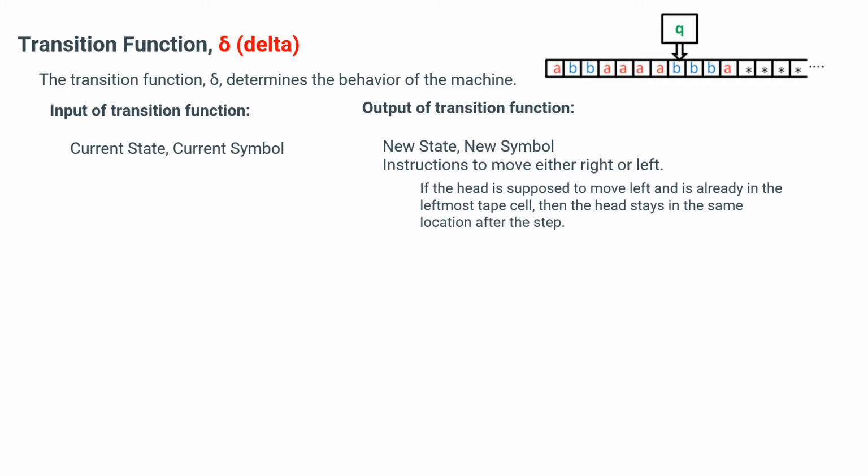But in the way the book describes it, we're going to pretend that this tape that we're imagining has a leftmost character. So the question you might have is, what if the head is at that first character and somehow it gets instructions to move to the left, but there's no other symbol to the left? Here's what this is saying. If the head is supposed to move left and is already in the leftmost tape cell, then the head stays in the same location after the step. So it won't move, it will just stay there. That's the rule in case we get to that point.